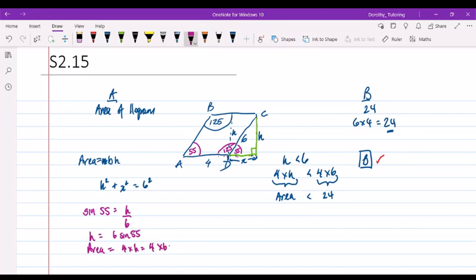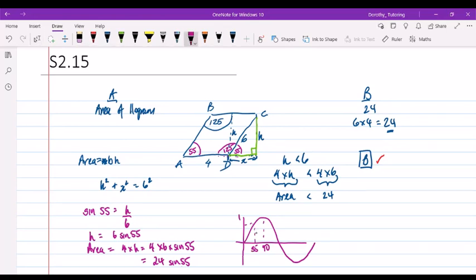The area I want is 4 times h, so that's 4 times 6 times sine 55. If you know the sine curve, which I'm about to draw out, you'll see that the sine curve peaks at 1 and at 90 degrees. Sine 55 is less than 1. So my area is something that is less than 1 times 24.